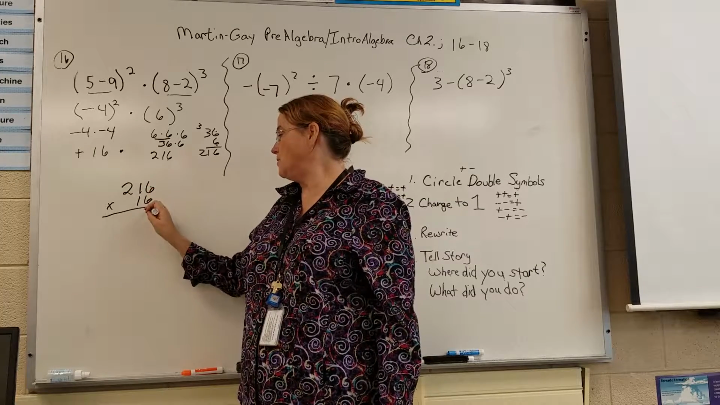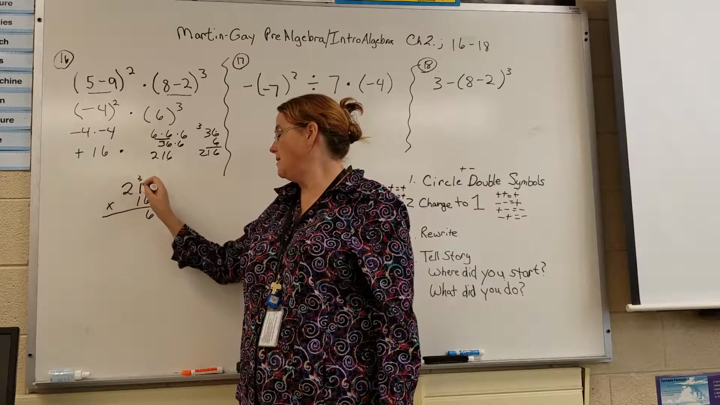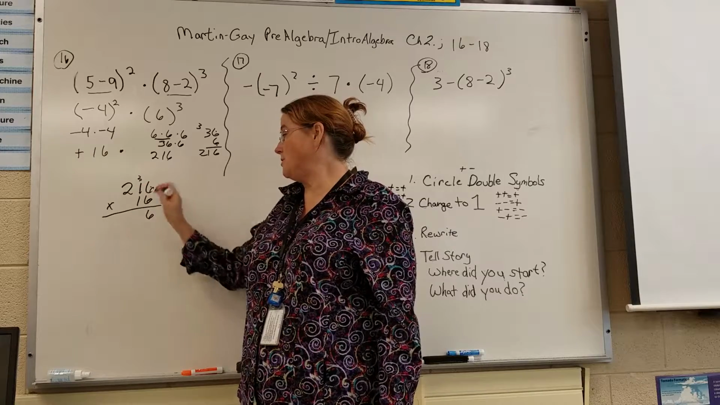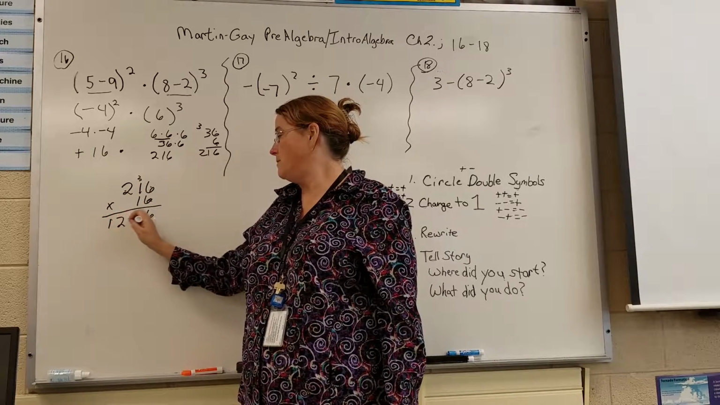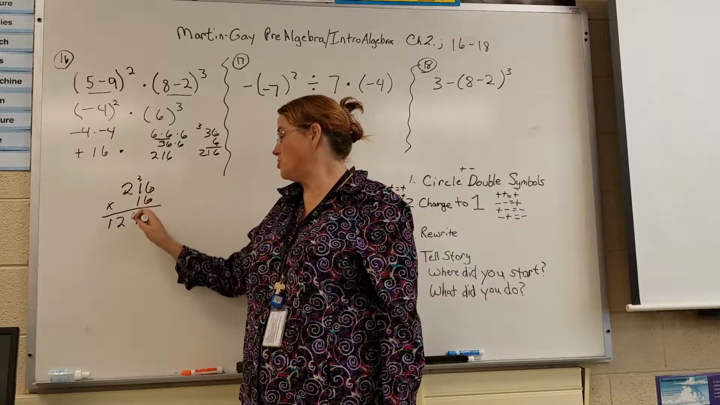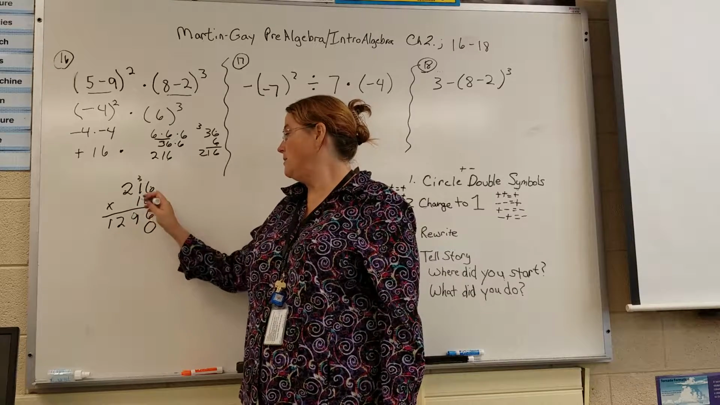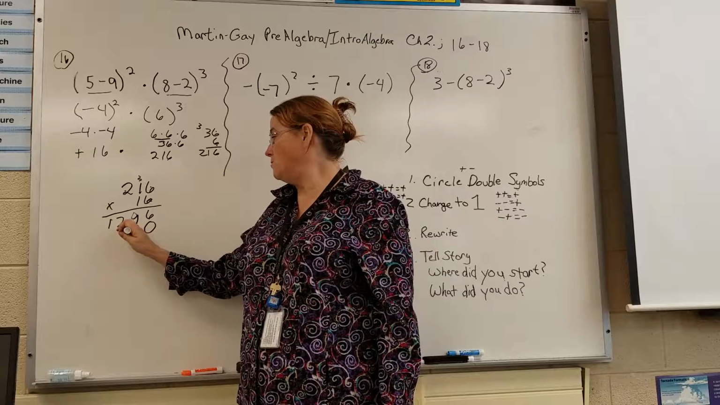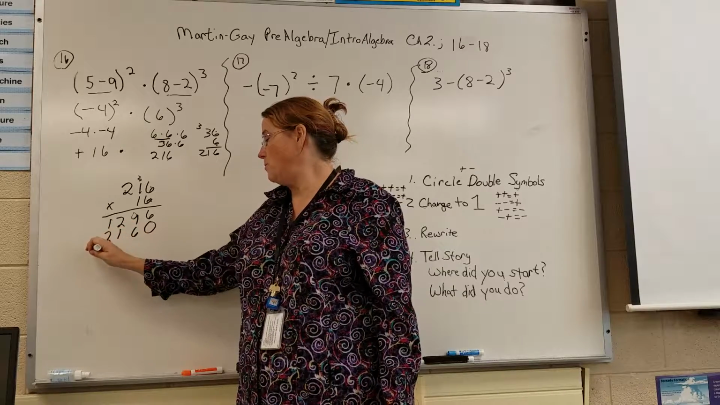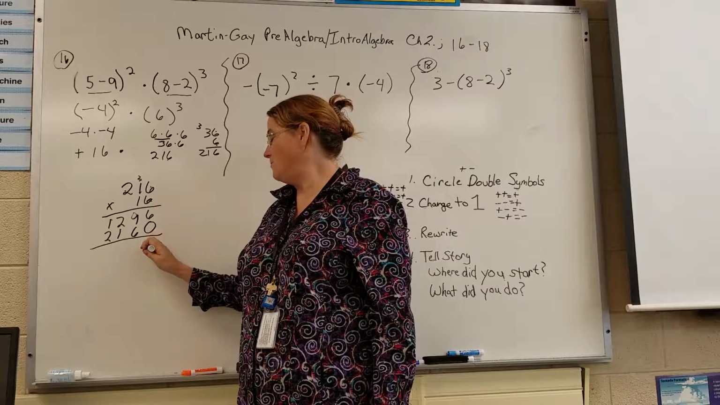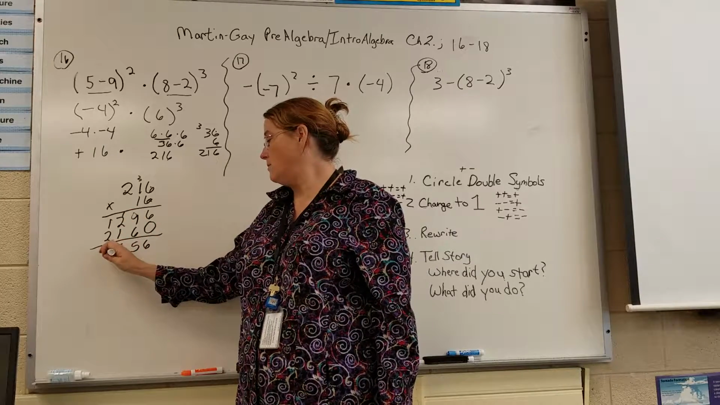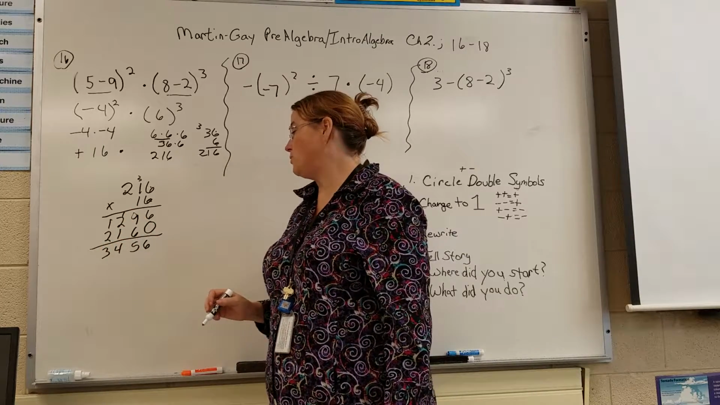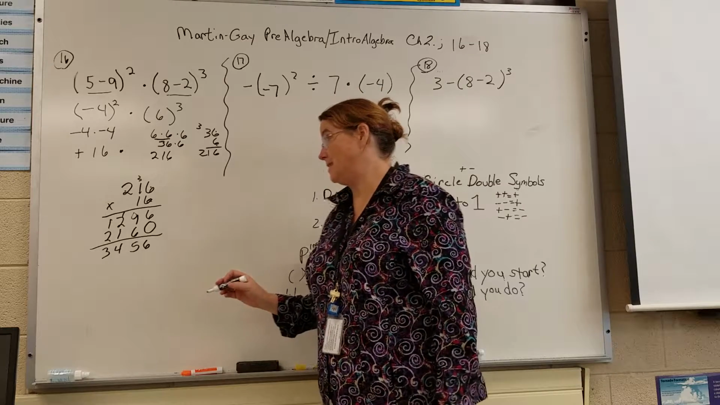6 times 6 is 36. Carry the 3. 6 times 1 is 6, plus 3 is 9. 6 times 2 is 12. We put a placeholder down so we can start directly below the 1. 1 times 6, 1 times 1, 1 times 2. We add these down. We have 6, 15, 4, 3. So the answer should be 3,456.